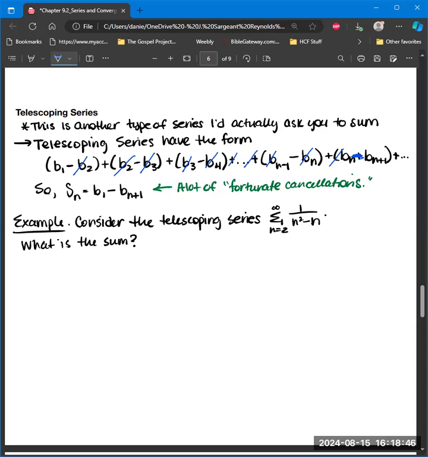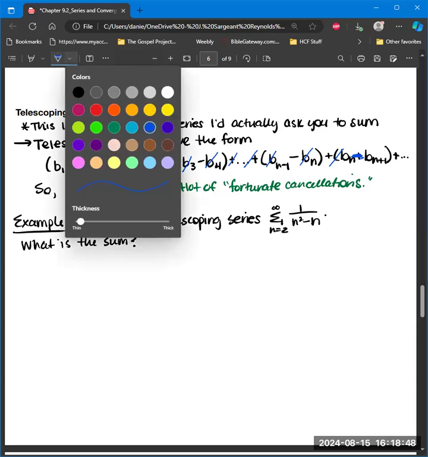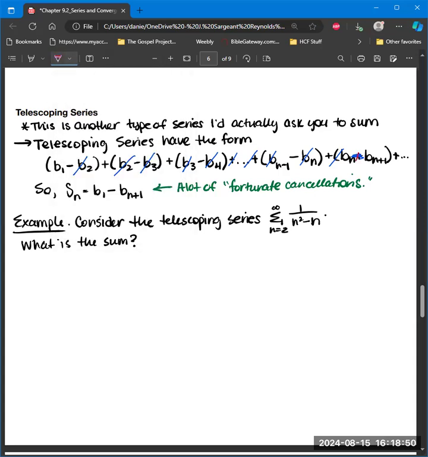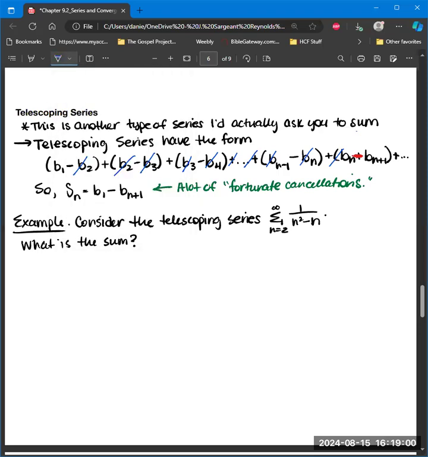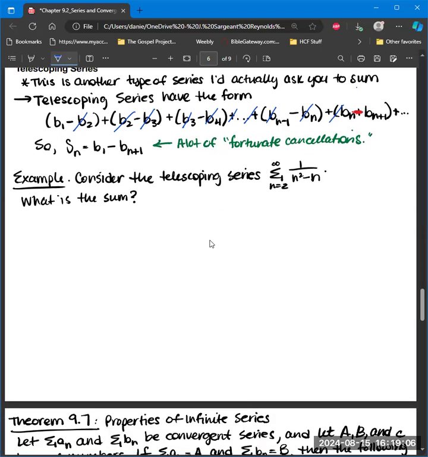So fix that in red here. That needs to be a minus sign there, as the pattern is term minus term, and so on. So we would have S n is b1 minus b n plus 1 when all the other things go away.